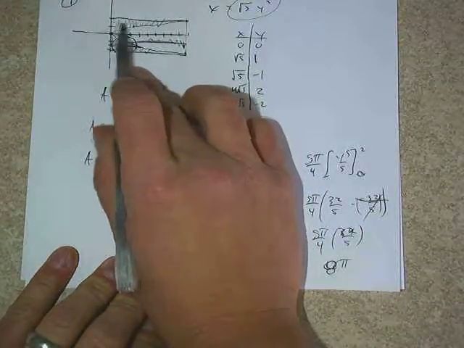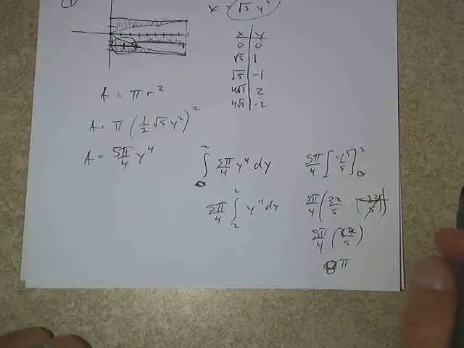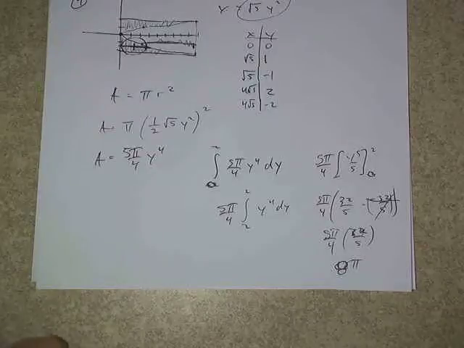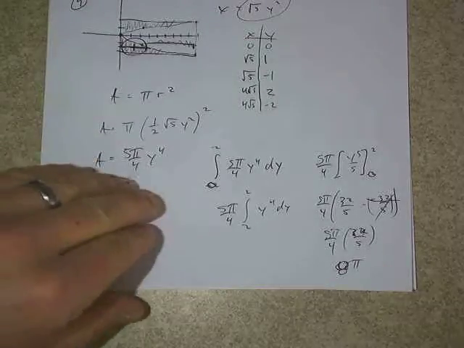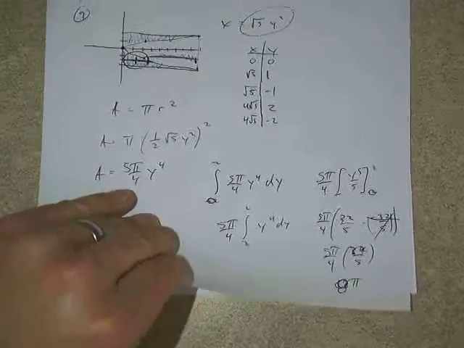So if we change that to 0 to 2, we'd ultimately get 0 for the lower limit. So this would have been 32 fifths. So that's how they got the 8 pi. All right. I thought it was the whole entire parabola, but it's actually only half the parabola, just the top half.